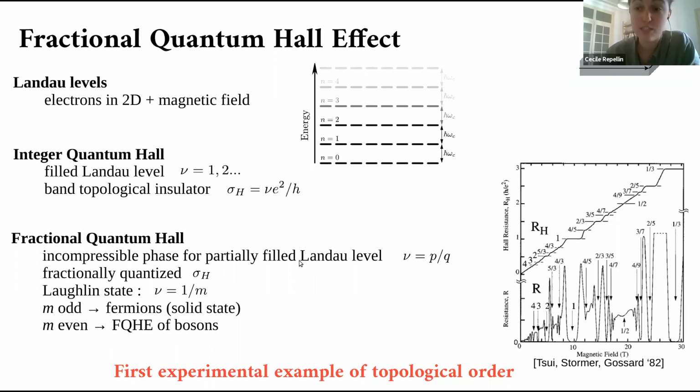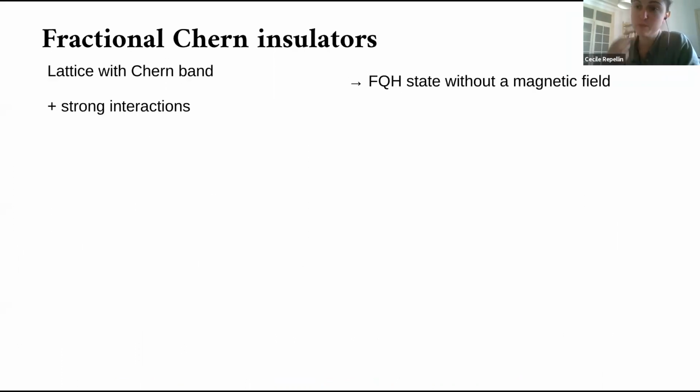So the fractional quantum Hall effect was the first experimental example of topological order. Since then, we also know that it's in principle possible to obtain phases that are in the same universality class as the fractional quantum Hall effect, but that do not require a large magnetic field. This is obtained in what we call the fractional Chern insulator.